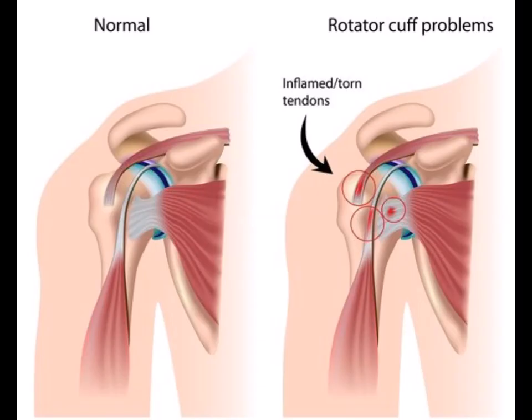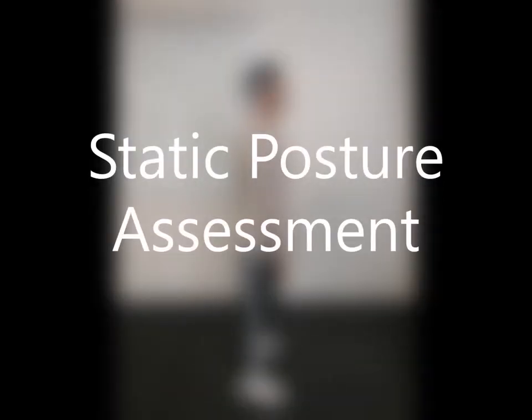A client has presented with dull achy pain and stiffness in the shoulder and has been diagnosed with rotator cuff tendonitis. Before proceeding to corrective exercise techniques, there are different types of tests used to determine our course of action based on the compensation of muscles, overactive and underactive. The first test is the static posture assessment.